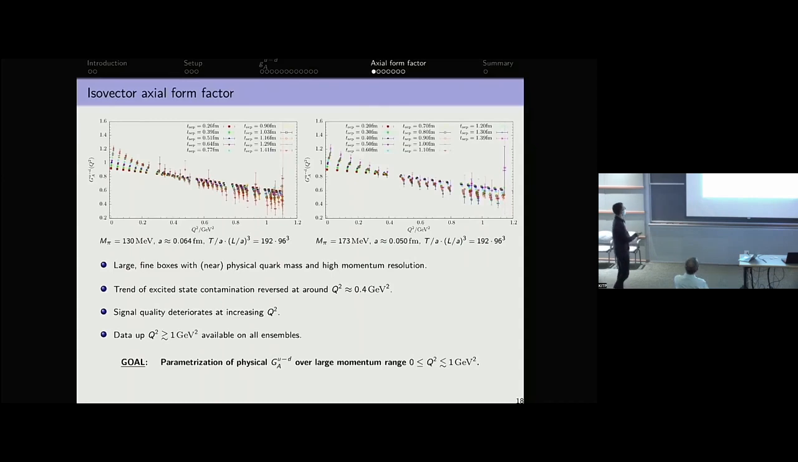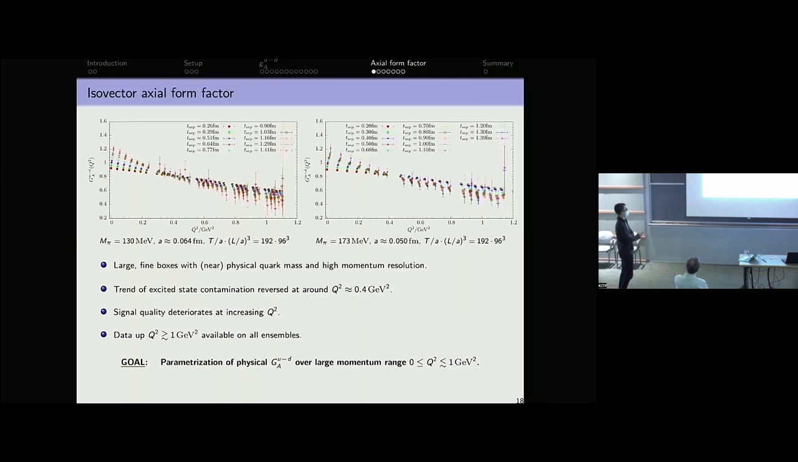Now, if you look closely, it seems that the trend for the excited state contamination, so at close to zero, this moves the signal upward, gets reversed at roughly 0.4 GeV squared, so somewhere around here. And then it's actually pointing downwards, so this is why this looks a bit like a fan plot. And yeah, okay, also the signal quality is deteriorating as you increase Q-square. But I should mention, we have data available up to 1 GeV squared or even slightly more on all the ensembles that enter this analysis.